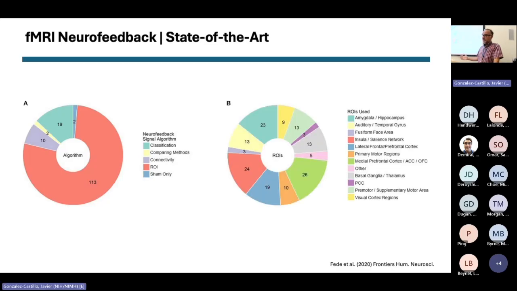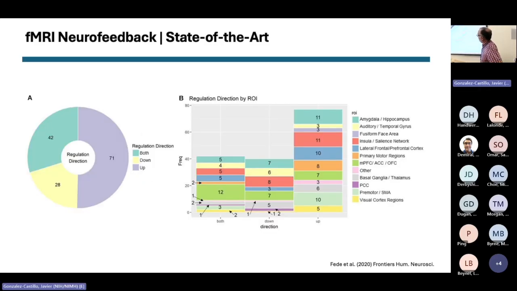In terms of the ROI used, well, given the variety of systems that this has been used on and the variety of clinical conditions, you can see it's being used all over the place. And what that means is that people can volitionally control their activity in many different ROIs. It's not just restricted to primary motor or primary visual.